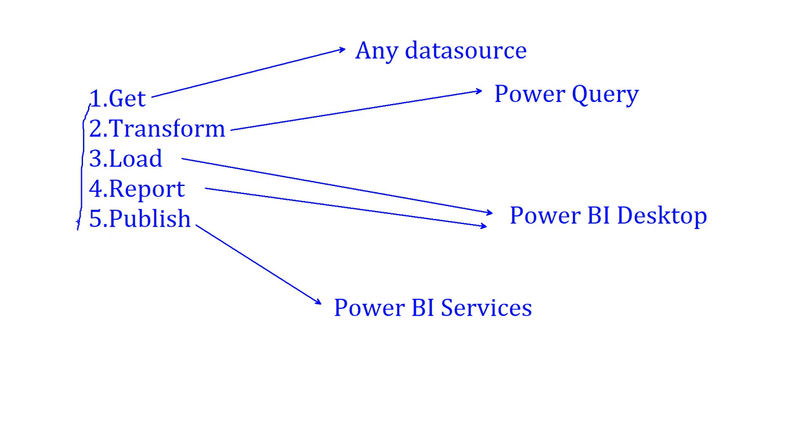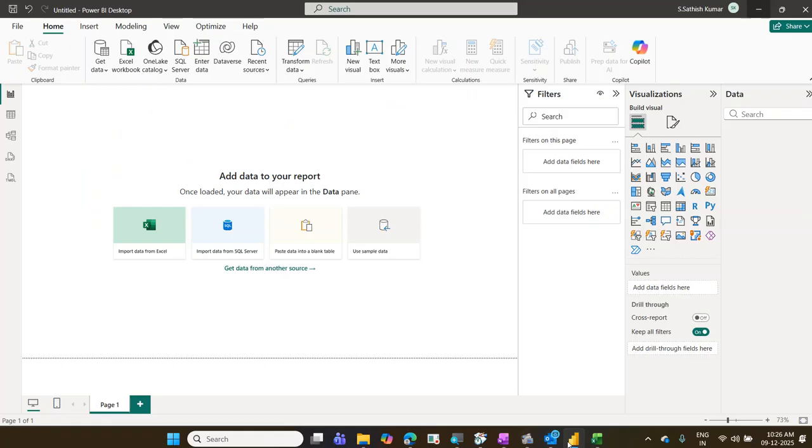Okay, so this is what we are going to see today. The first process is getting the data. How can I get the data here? Three possible methods are available to get the data. I opened a blank Power BI, but as of now, let us start with three, because one we already skipped.